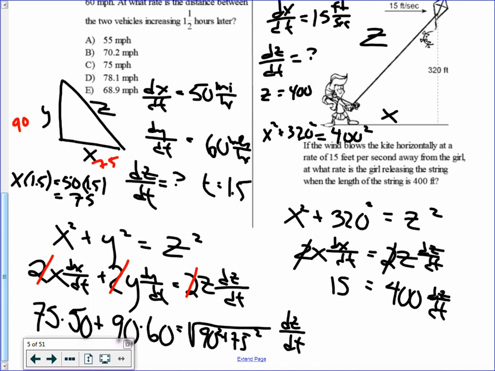Then we can take the derivative of both sides with respect to t. So we get 2x dx/dt plus 0, so I didn't write it, equals 2z dz/dt. Now we can plug and chug. We know we're going to plug in 400 for z, and we can plug in 15 for dx/dt, but we still have to figure out what goes here for x, right?